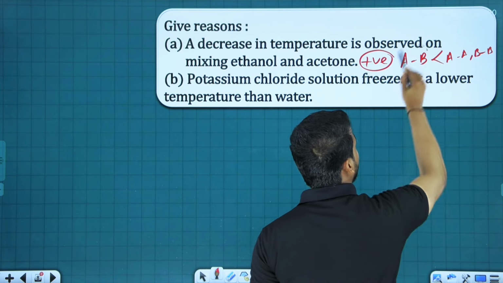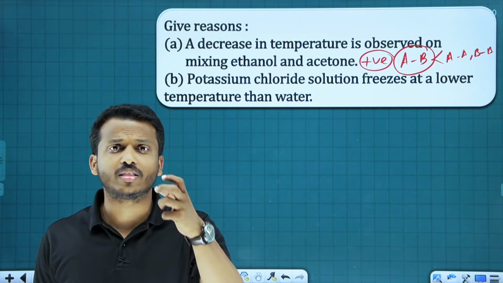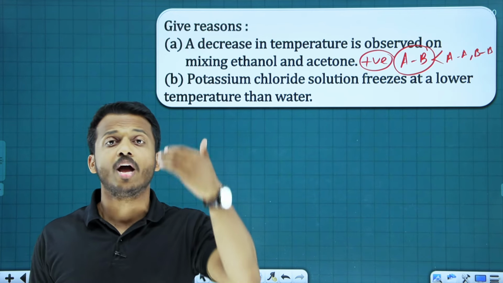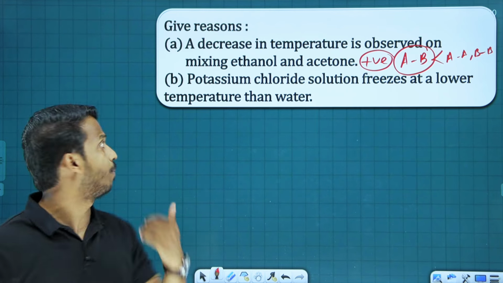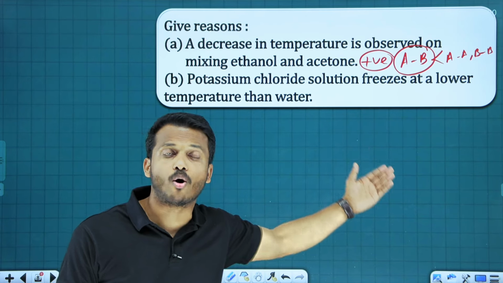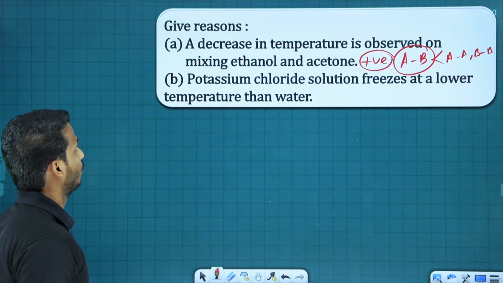That means after mixing, their bond strength is weak. If the bond strength is weak, they will boil at a low temperature. That's why they form minimum boiling azeotrope. So why is a decrease in temperature observed? Because their bonding is weaker. Weaker the bond, lesser the boiling temperature.